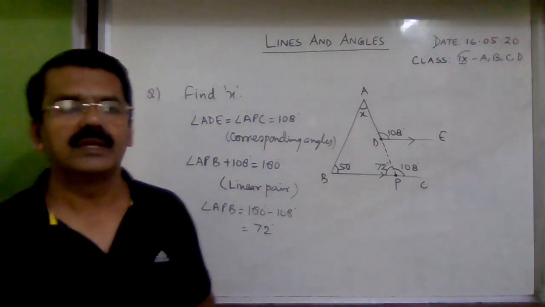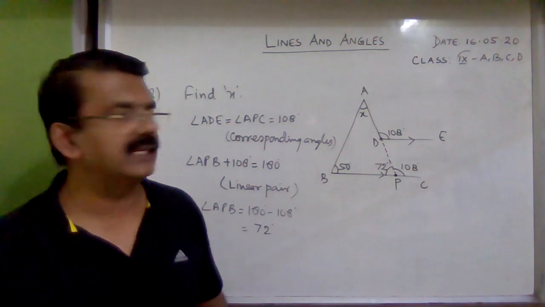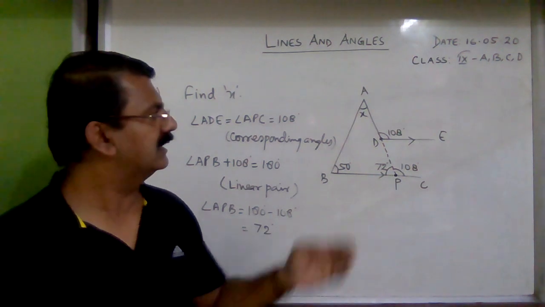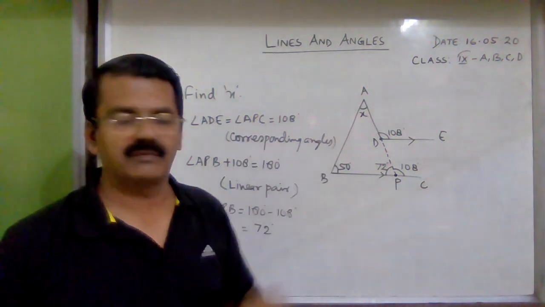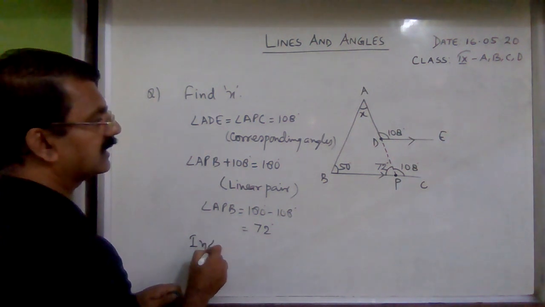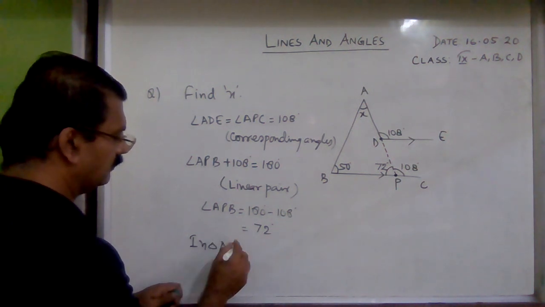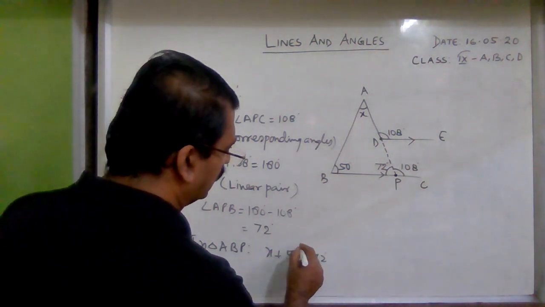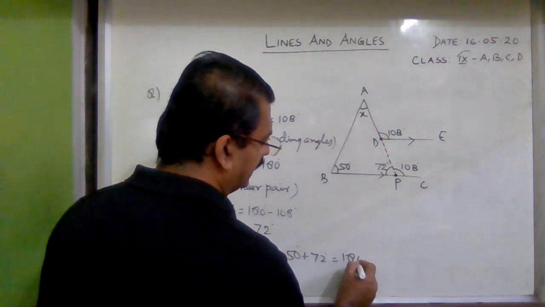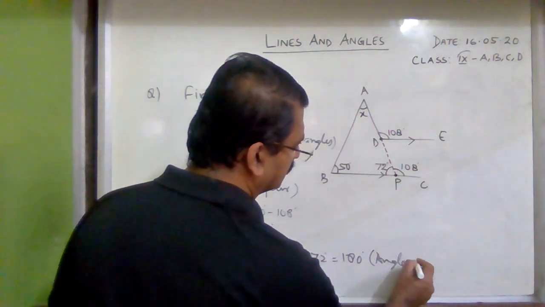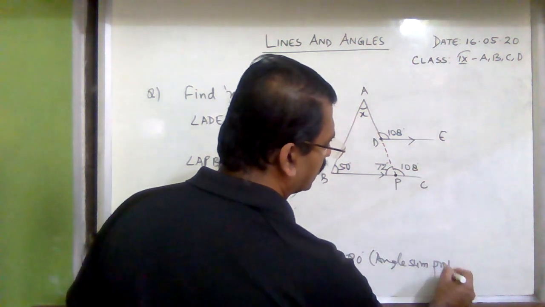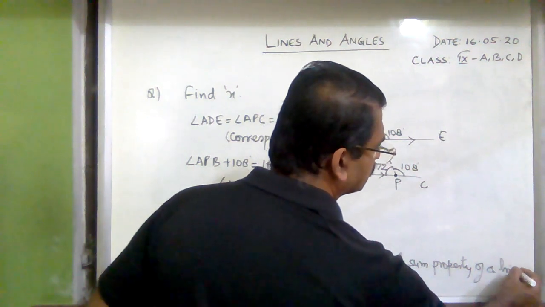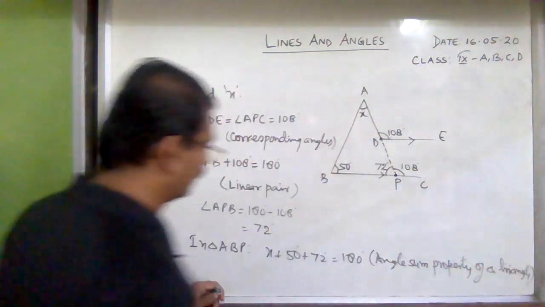Now all of you know that the sum of the three angles of a triangle is always 180. That is the angle sum property of a triangle. So we will apply that and we will get the value of x in triangle ABP. x plus 50 plus 72 is equal to 180. That is the angle sum property of a triangle.